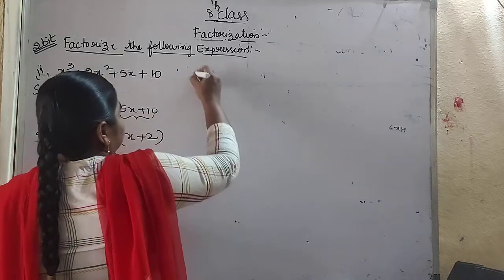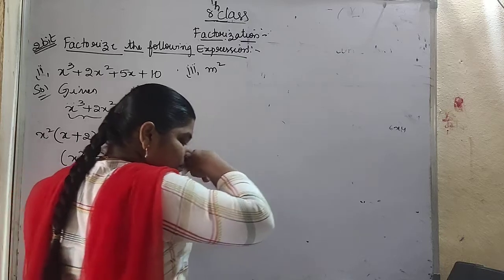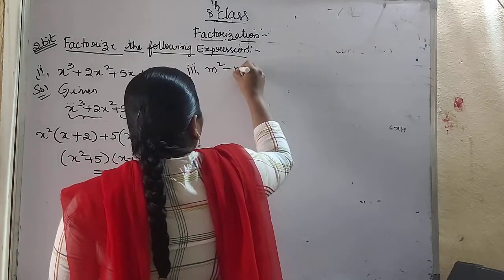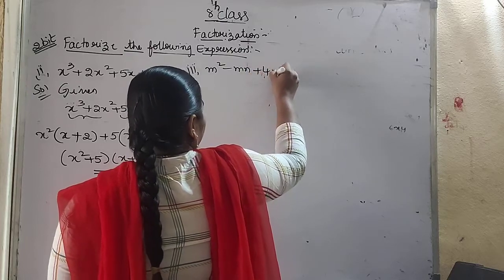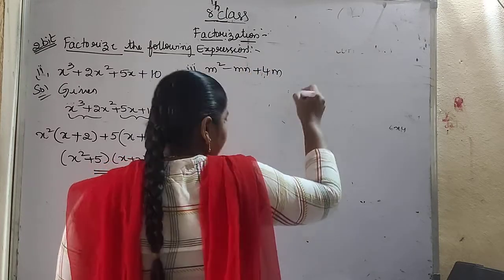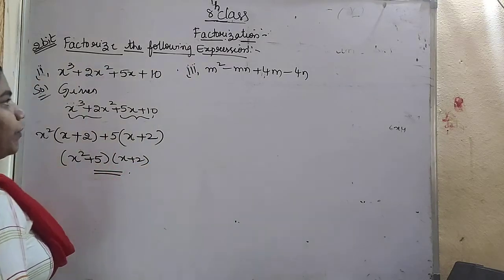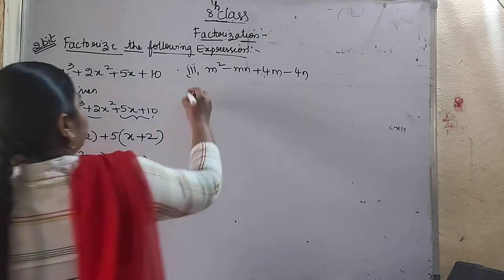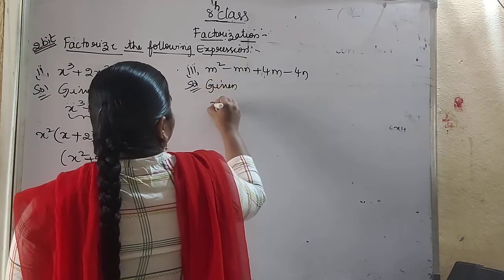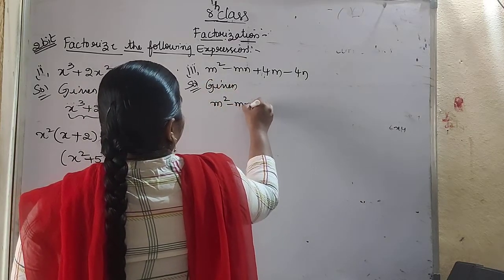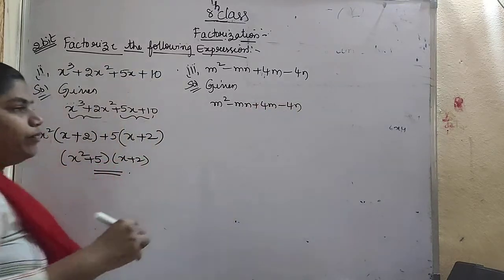Next is the third one: m square minus mn plus 4m minus 4n. Okay, so now we have to factorize this. So given m square minus mn plus 4m minus 4n. This one we have to factorize.